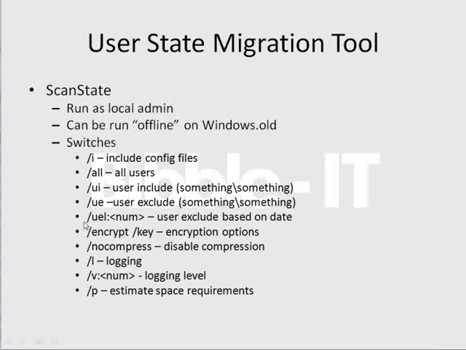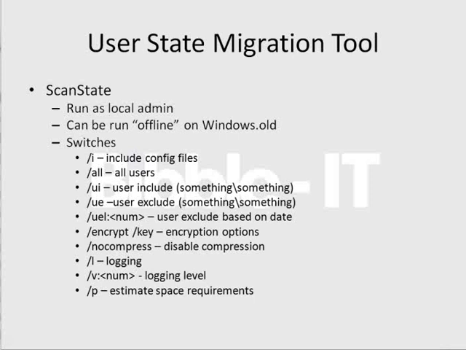Then we've got 4 switches here that define what users we're going to extract the data from. We can use /all, which just picks up all users on a computer. We can do /ui or /ue. If we use those, we then need to put switches in the format of something\something, as in our domain\user or our machine name\user. We can include or exclude users based on date, so we might want to exclude all profiles that haven't been used in, say, the last 60 days, because chances are they're old data, we don't care about them anymore.